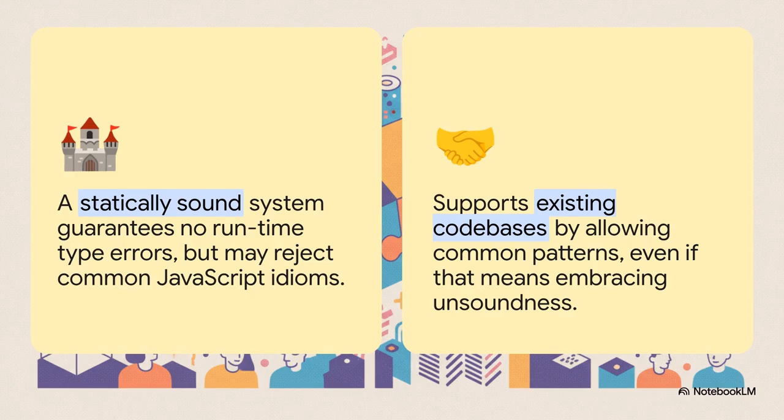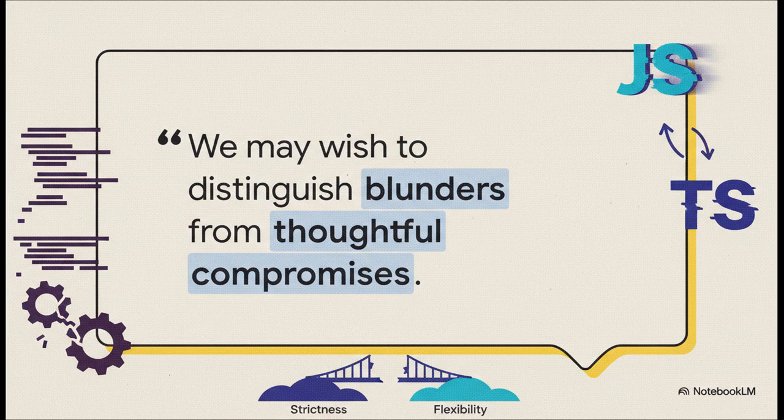On the other hand, you have practical usability. And here's the crucial point. This unsoundness wasn't a mistake, it wasn't an accident. As the paper's author so perfectly put it, these weren't blunders, they were thoughtful compromises. TypeScript intentionally bends its own rules in very specific, calculated ways, all in the service of supporting how JavaScript developers actually work in the real world.